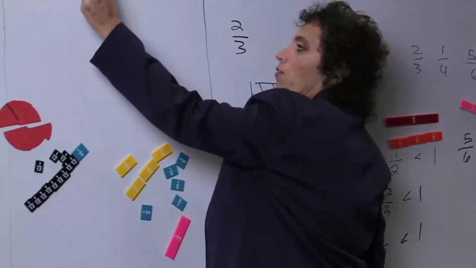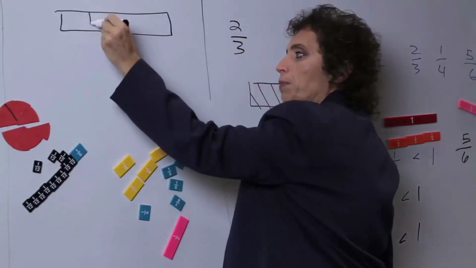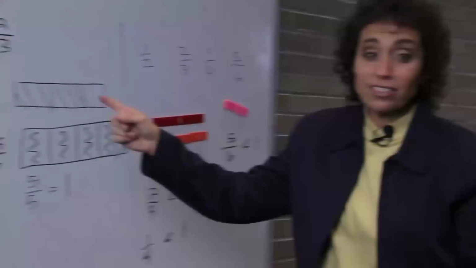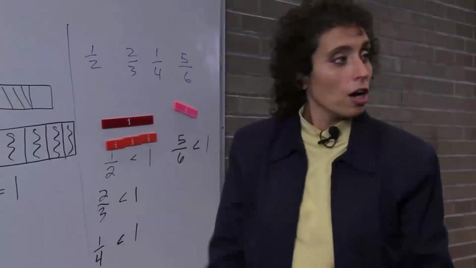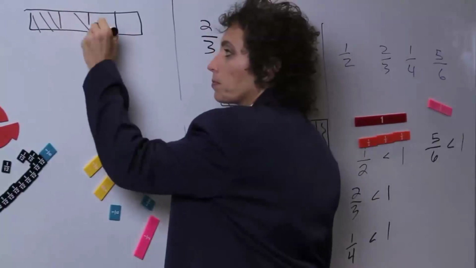Let's do 7/4. Okay, so I'm going to take this one. I'm going to break it up into fourths. These are equal. That's not bad. Not bad. Okay, those are fourths, but I only have 4 of them.